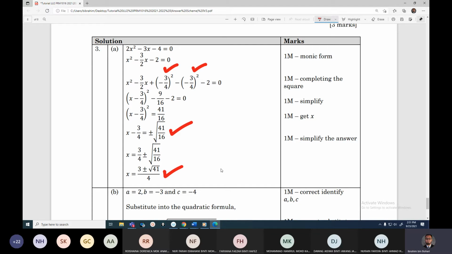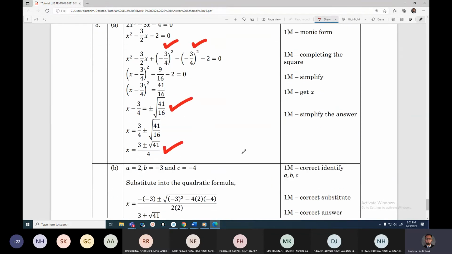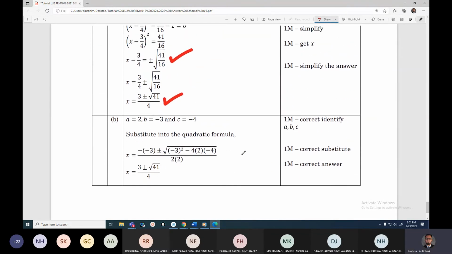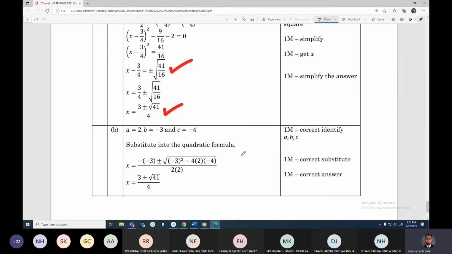Okay, question B using the quadratic formula. Ini lagi mudah. Quadratic formula, you find the coefficient of x square, coefficient of x here equals to the negative 3, and the constant c here equals to the negative 4. And then using the quadratic formula, find the value of x. X here equals to the 3 plus minus 41 over 4. Okay, dapat jawapan.